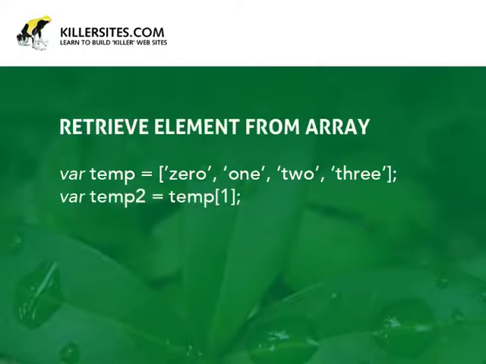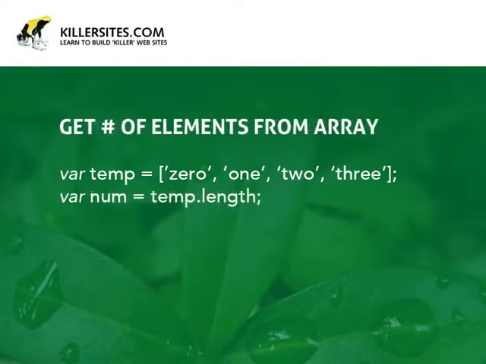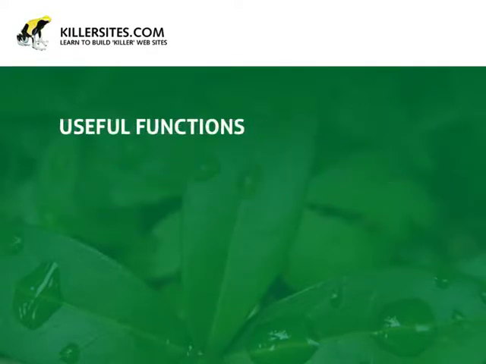If you want to retrieve a specific element from an array, you do it like this. Note that the elements in the array start at 0, so 0 is the first element, 1 is the second element, etc. If you want to get the total number of elements in an array, you use .length, like this. And note that there's no parentheses on this. Length is not a function, it's just an attribute of that array. So parentheses aren't needed.